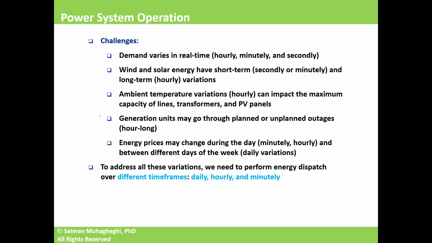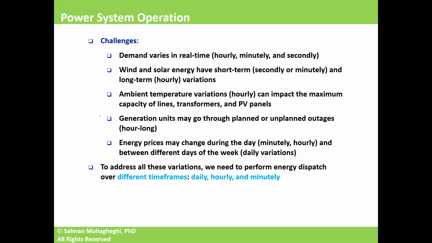Some environmental factors, most important of which is ambient temperature, go through variations typically on an hourly basis and can impact the maximum capacity of different components like transmission lines, transformers, PV panels, or even energy storage devices. Generation units also have availabilities that might change. For example, they might go through planned outages for maintenance purposes or unplanned outages due to disturbances. And every time one of these outages occurs, it could last a couple of hours. And last but not the least, energy prices will go through variations daily, hourly, minutely.